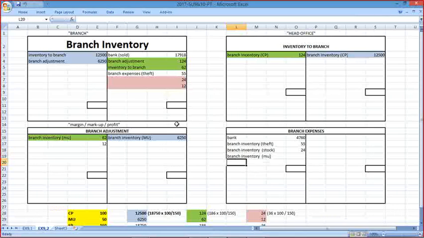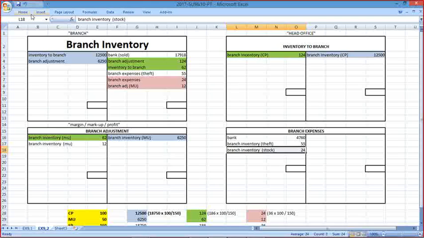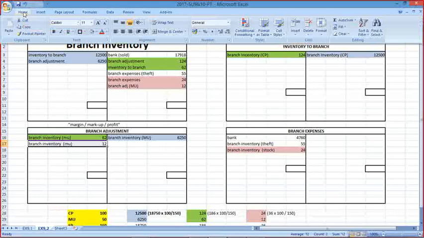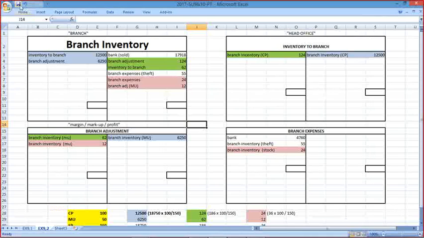Okay, 24. I wrote that here. Wrong place. This side. Okay, there we go. All right, and then here you'll write branch adjustment. Well, branch expense, and branch adjustment, for the stock that was stolen. Okay, perfect. Right, I'll highlight that. There's the debits, and you've got the credits. Happy? Next.